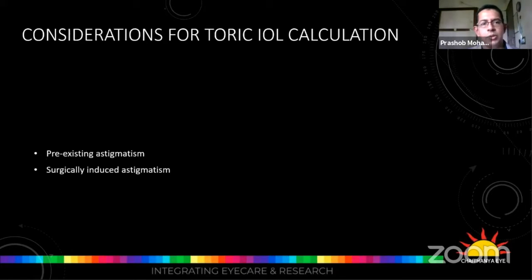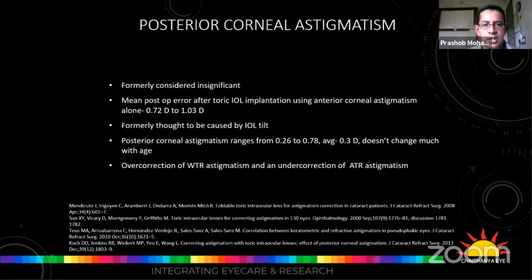However, you have to make certain considerations for toric IOL calculation. One is the pre-existing astigmatism. I would keep a threshold of 1.5 to 1.7 diopters for implanting a toric IOL with the rule astigmatism, and a lower threshold of 0.5 to 0.7 diopters for against the rule astigmatism. Why? That I will explain later. The other consideration is surgically induced astigmatism, which used to be a big thing in the past, but nowadays it is not much of a big deal after Dr. Warren Hill has done enough research on this.